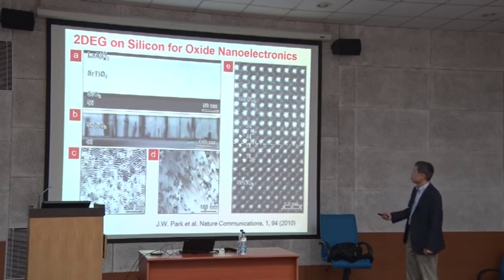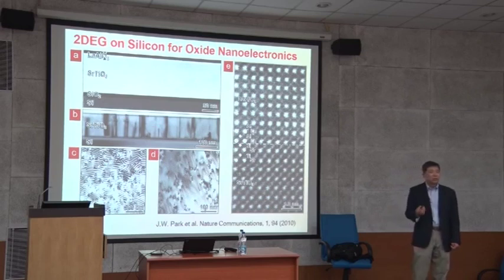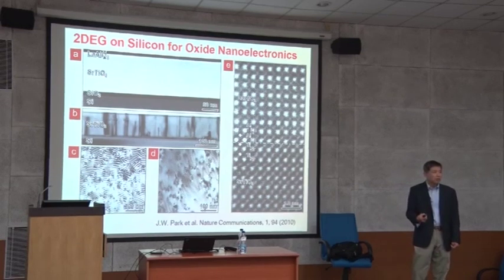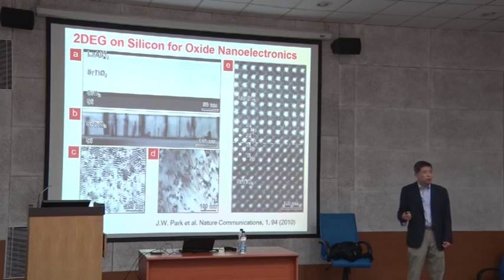And then when you grow, you are still able to see lanthanum oxide and titanium oxide. You can make a very well-defined interface. This is actually made single TiO2 terminated strontium titanate on silicon, then you grow LAO. But before you do that, we did some special heat treatment to reduce the defect density.